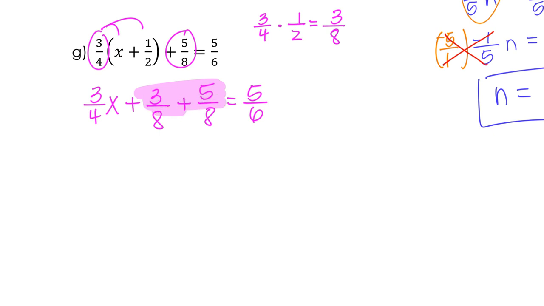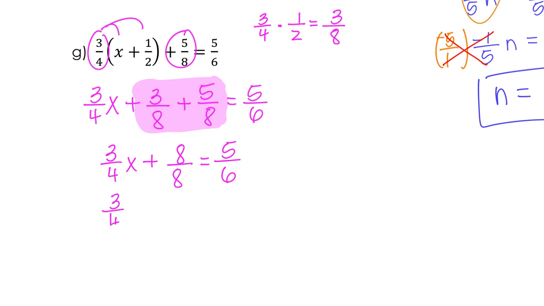Okay, what is nice about what I just highlighted here? Right, so we're combining like terms. What makes it easy though? They already have the same denominator, so I don't have to do any special work here. Okay, so I can just combine the top. So I have 3 over 4x plus 3 plus 5 is 8 over 8. What's 8 over 8? 1. Okay, so let's just change this to 3 over 4x plus 1 equals 5 over 6, like that.